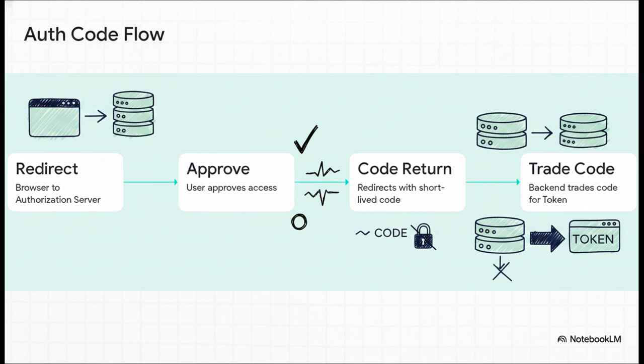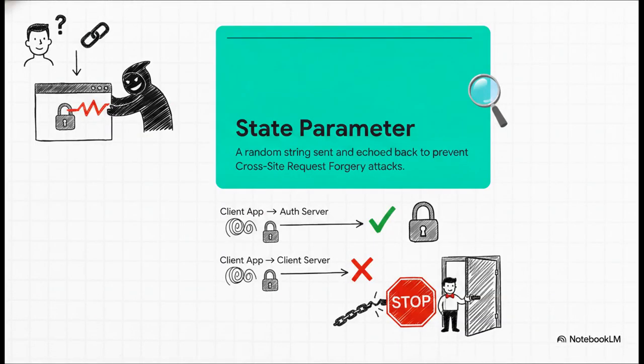Finally, the client's backend takes that code, uses its client_secret, and goes to the backend token endpoint to make the trade. The actual access token goes straight from server to server. It never even touches your vulnerable web browser. But, as we know, the internet is full of bad actors.